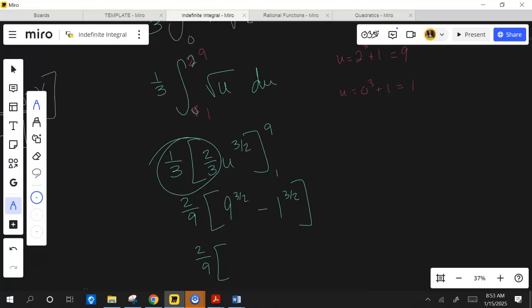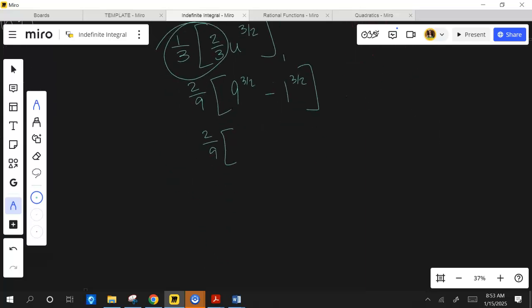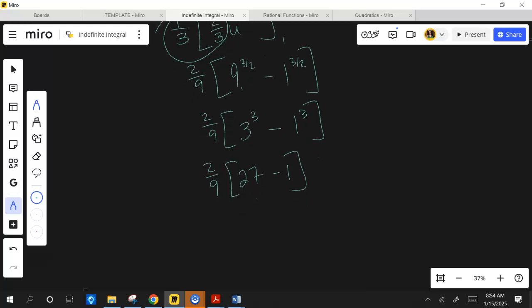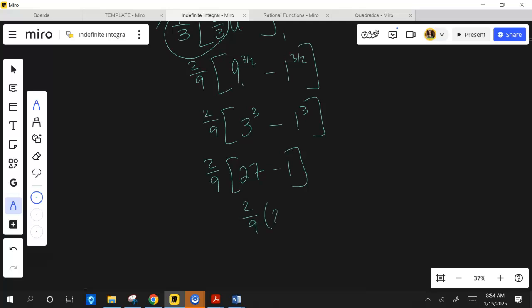Okay, but look, if y'all think back, y'all have just forgotten rational exponents. This is take the root and raise it to this power. What's the square root of 9? 3 to the 3rd minus 1 to the 3rd, which is 3 times 3 is 9, times 3 is 27. 52 over 9.